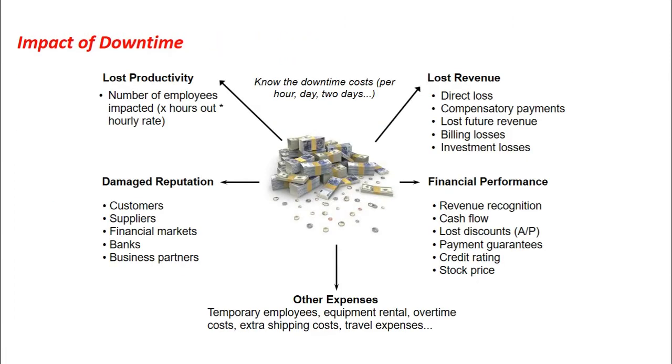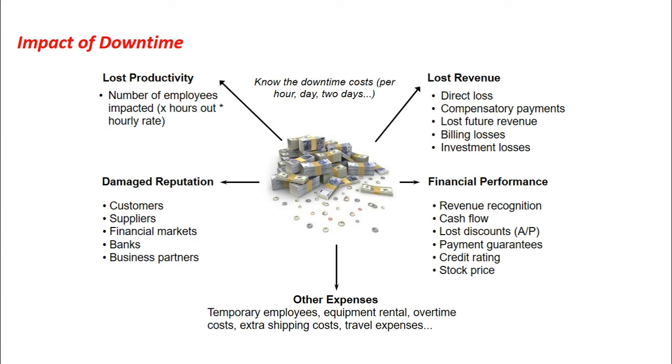So damaged reputation may result in loss of confidence or credibility with the customers or the suppliers, the financial markets, and the business partners. Other possible consequences of downtime include the cost of additional equipment rental over time and extra shipping costs. The business impact of downtime is the sum of all the losses sustained as a result of a given disruption. Just look at all these factors.